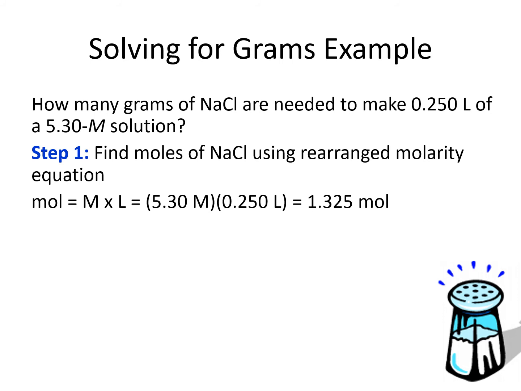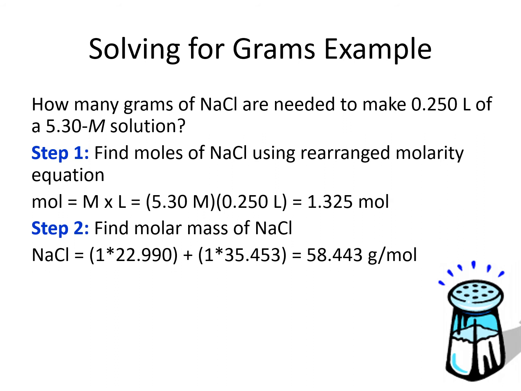The problem is that we can't weigh out moles in the lab, so we need to change from moles into grams in order to figure out how much to put into our solution. Before we can do that, though, we need to know the molar mass of the sodium chloride. So that's going to be step number 2. We take 1 times the mass of sodium plus 1 times the mass of chlorine and add them together, and we get a molar mass of 58.443 grams per mole.